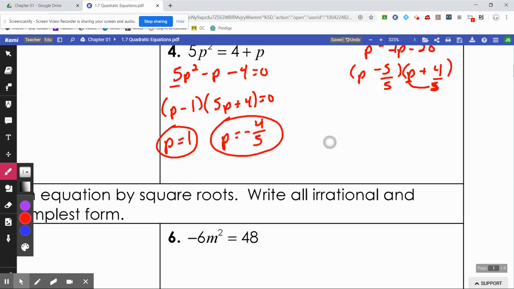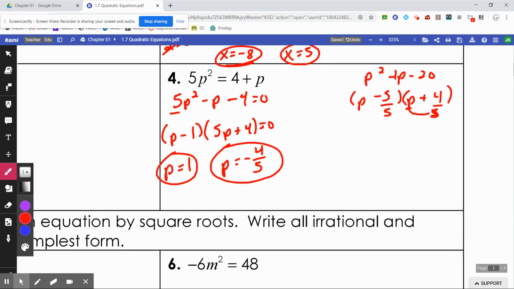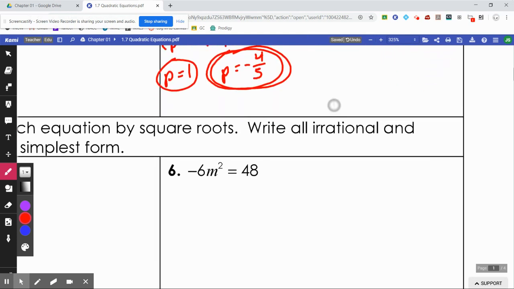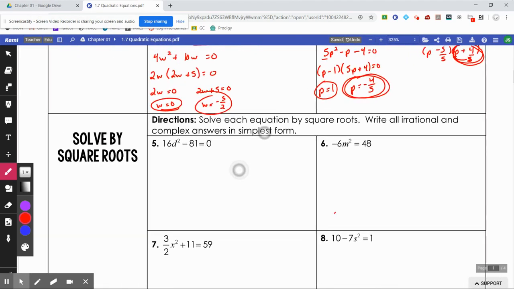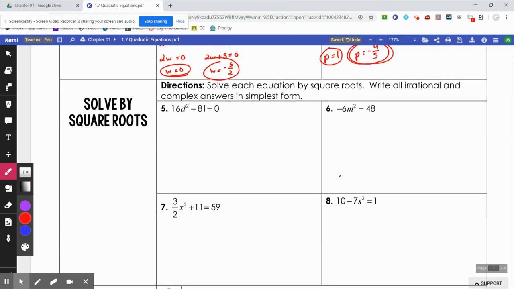Now, again, word of advice, if you're using the slip and slide method, instead of sliding it back to the front, if you're solving an equation, you can just solve it from here. P plus 4/5, move it over, will give you this negative 4/5 instead of finishing out the slip and slide. Okay, solving by square roots.